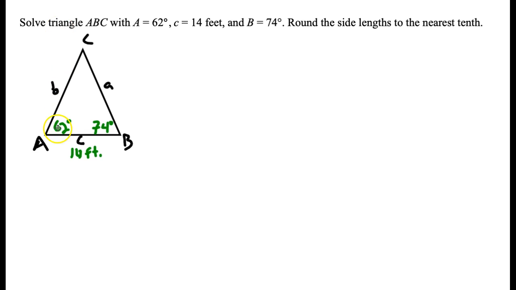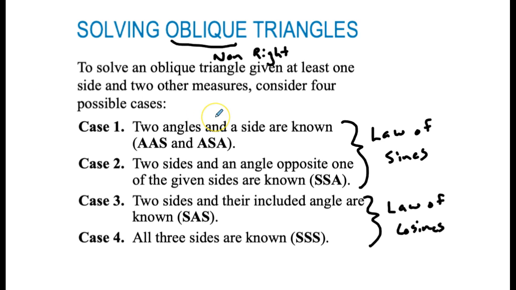In this triangle, I have two angles and the side that is in between them. That means that this is an angle side angle case: two angles and the side in between them. So if we think back to that first slide, that's part of case one, right? I know two angles and a side in between them. So we're just focusing on case one here.